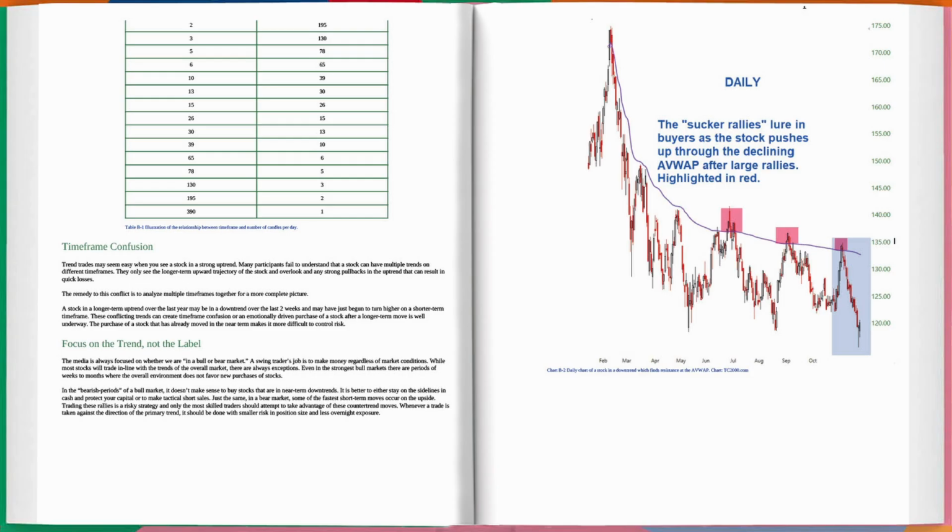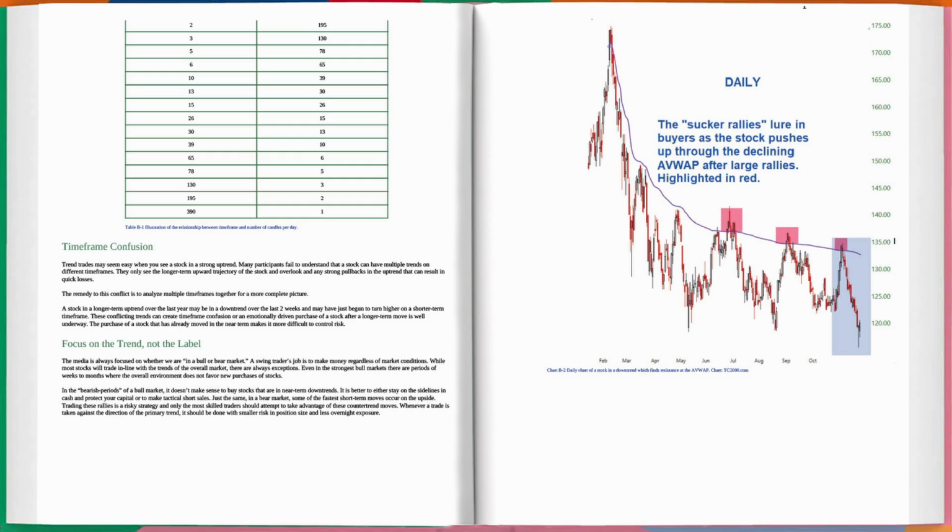Even in the strongest bull markets, there are periods of weeks to months where the overall environment does not favor new purchases of stocks. In the bearish periods of a bull market, it doesn't make sense to buy stocks that are in near-term downtrends. It is better to either stay on the sidelines in cash and protect your capital or to make tactical short sales.